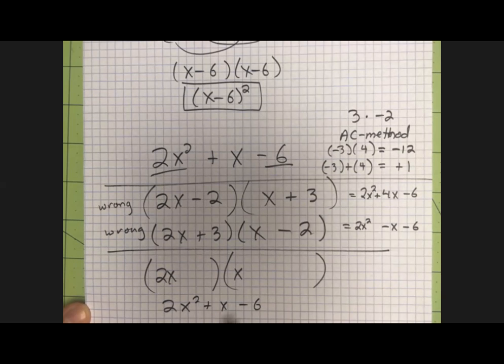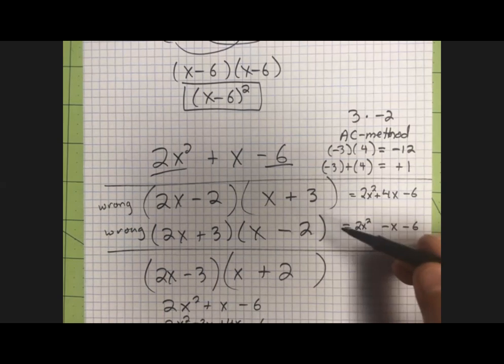Watch. Change the plus x in the middle to -3x plus 4x. And factor by grouping. x times 2x minus 3, 2 times 2x minus 3. They both have the 2x minus 3 winning. After I factor out the 2x minus 3, I have left an x plus 2.